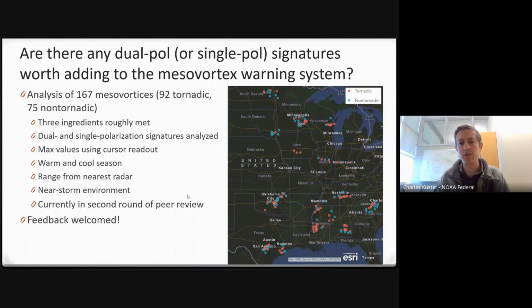We do have a pretty good representation of mesovortices across the country, as well as from the cool and warm season. We have them at various ranges from the radar and across a pretty wide spectrum of near storm environments. So sample size, I won't call it small, but it's kind of medium: 167 mesovortices. So can't say exactly how representative all these results are, but they should be decently representative. Currently, this work is in its second round of peer review. But since this is ongoing work and I plan to keep doing it, feedback is always welcome.